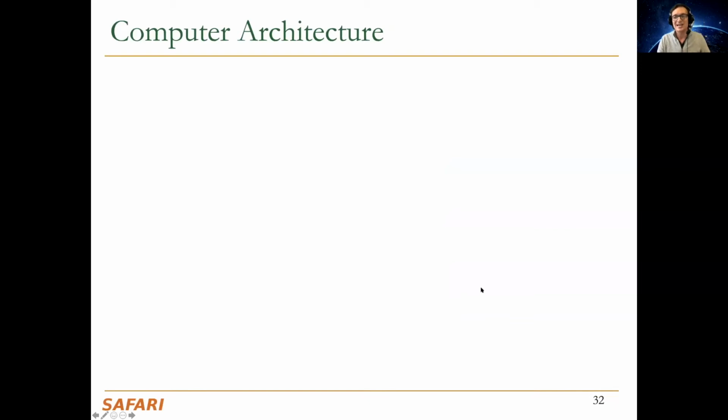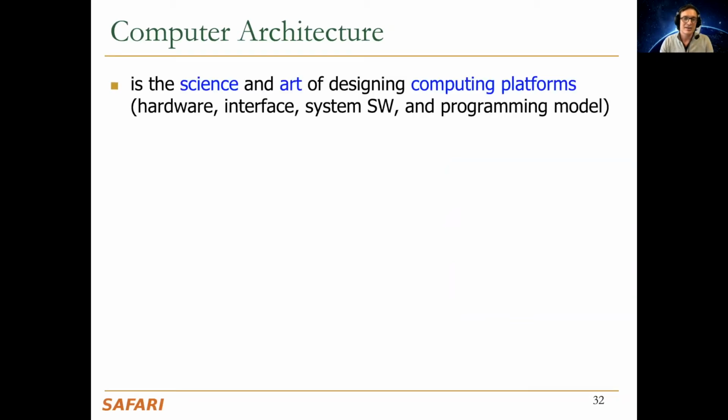So what is computer architecture given this? The way I like to think about computer architecture is it's really the science and art of designing computing platforms. And that's it. That's a general definition, right? And this includes the hardware. This includes the hardware-software interface. This includes the system software, in my opinion, and the programming model. So this is an expanded definition, as you can see.